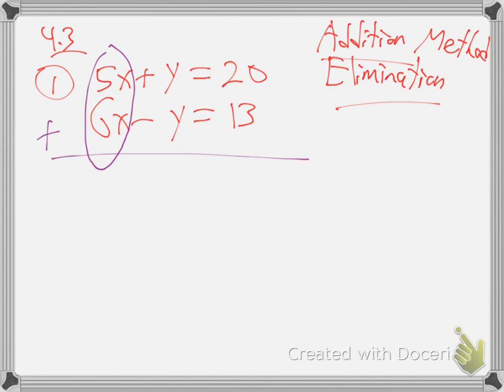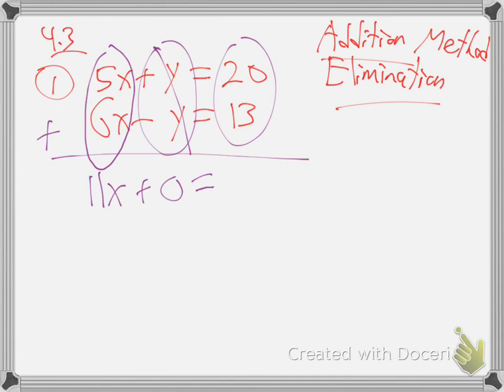What's going to happen there? 5x and 6x? 11x. Positive y and negative y? Cancel. 0, huh? They're gone. You write 0 if you want, or just nothing, whatever. 20 and 13? 33. So, makes sense so far? I just added straight up and down. Just boom, boom, boom.